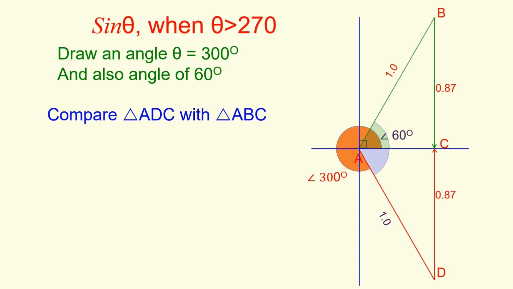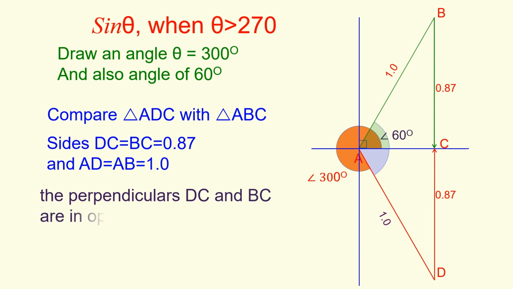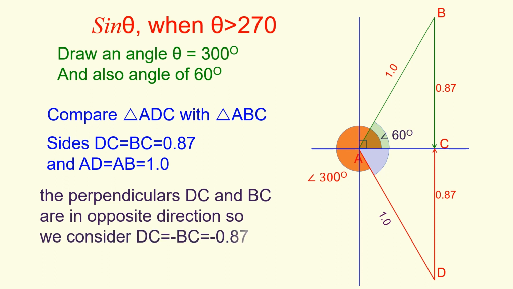Compare triangle ADC and triangle ABC. Sides DC equals BC equals 0.87 and AD equals AB equals 1. Please note, the perpendiculars DC and BC are in opposite direction, so we consider DC equals minus BC equals minus 0.87.